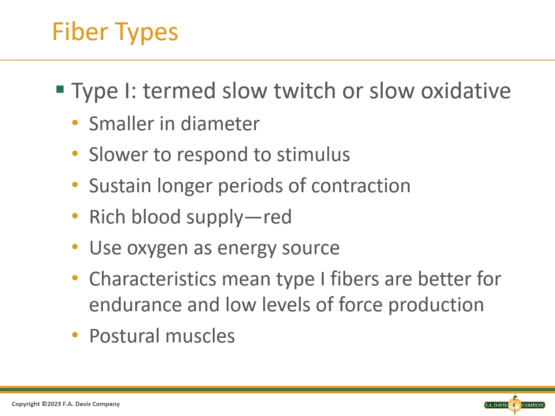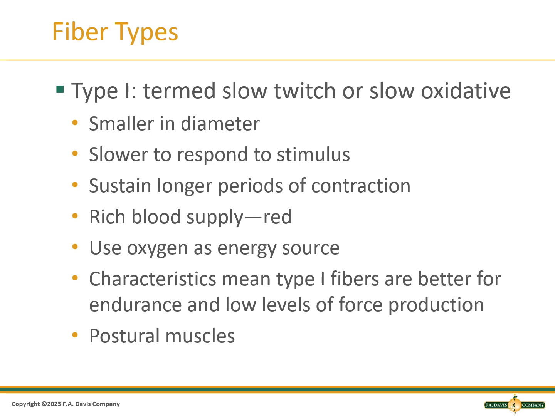We have different types of muscle fibers that are designed for different tasks. Our type 1 fibers are slow twitch and are smaller in diameter, and therefore they're slower to respond to stimuli. While they're slower to respond, they're also able to hold the contraction for longer periods of time, and so they're better for endurance. They have a rich blood supply, and they're described as red fibers because of that rich blood supply. They use oxygen as their energy source.